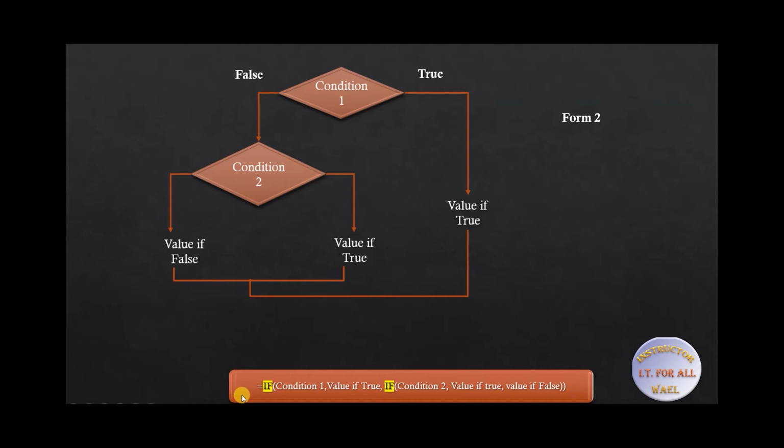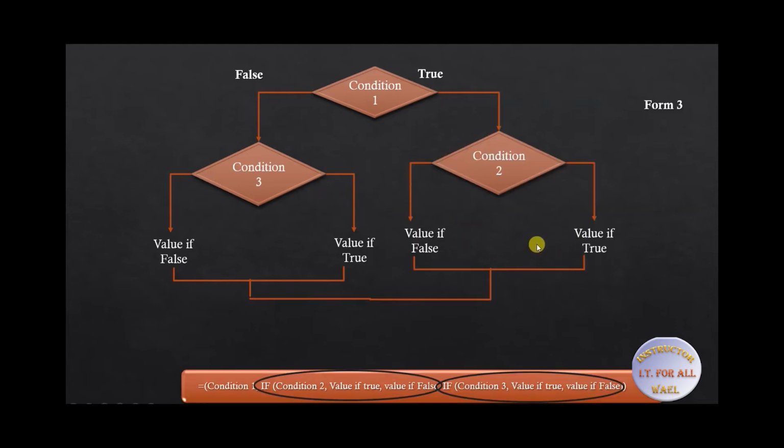So the syntax is going to be equal as usual, and then if statement, this is the main if statement, which is here condition 1. Value if true, there is no if, it's just value if true. Then the value if false is going to be another if statement. Here is the second if, condition 2, value if true, value if false. So far we took the nested if statement in the true, and then in the second form we took the if statement in the false.